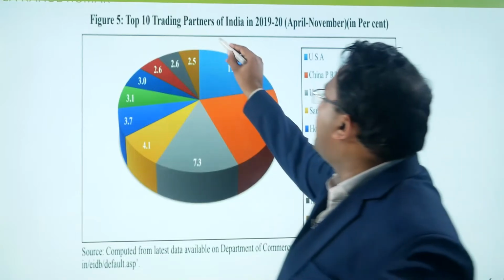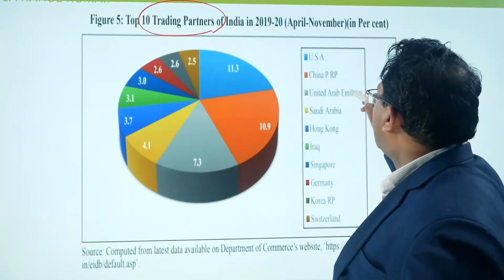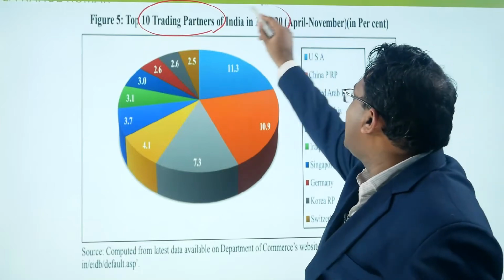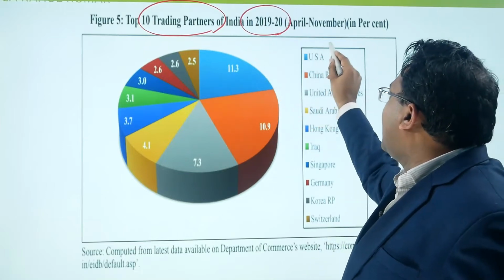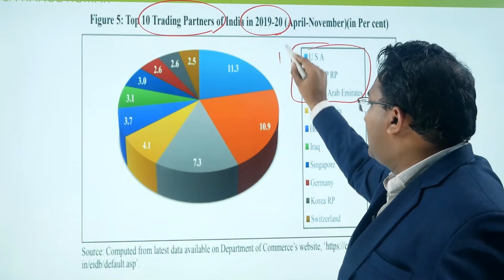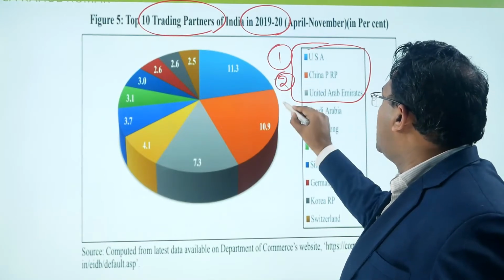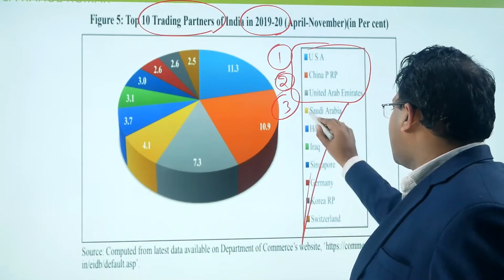India's top 10 trading partners. So here you can see in 2019-20 again they were the same: USA, China and UAE. You do not need to remember the other names.